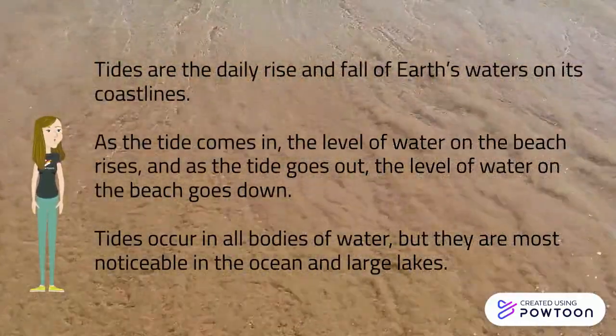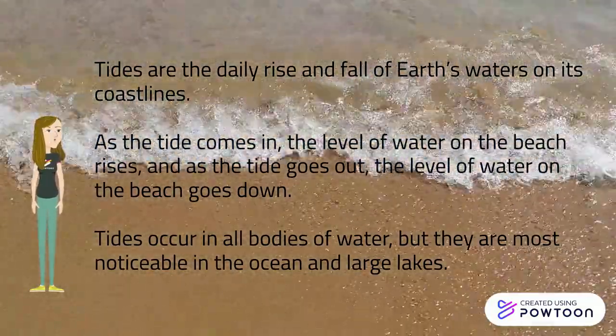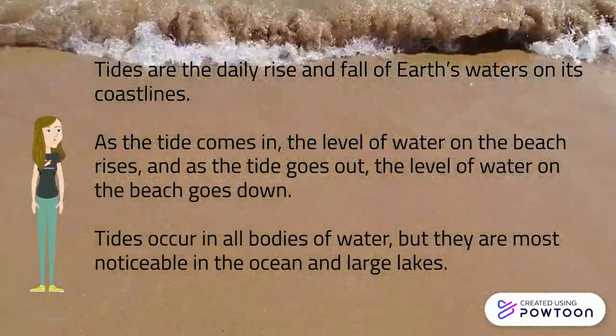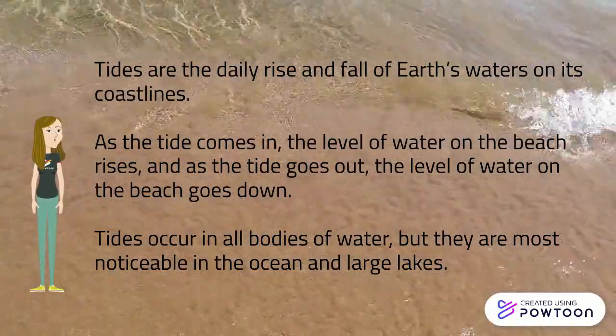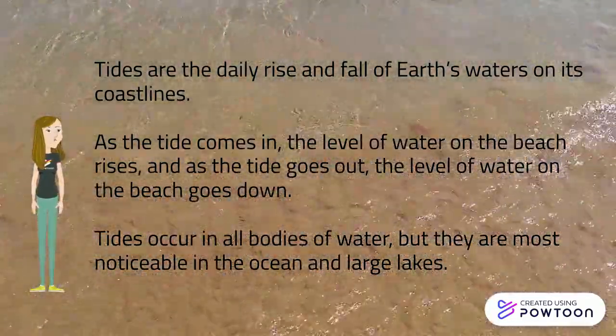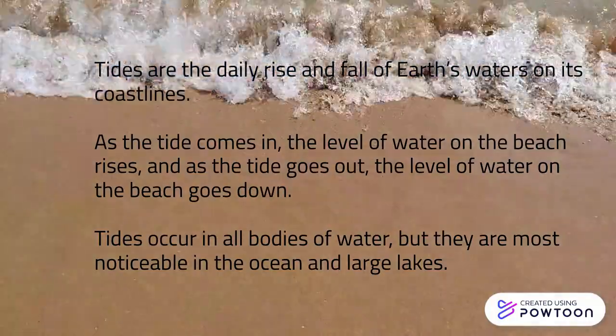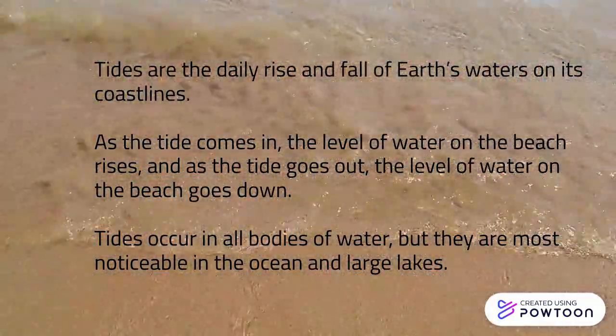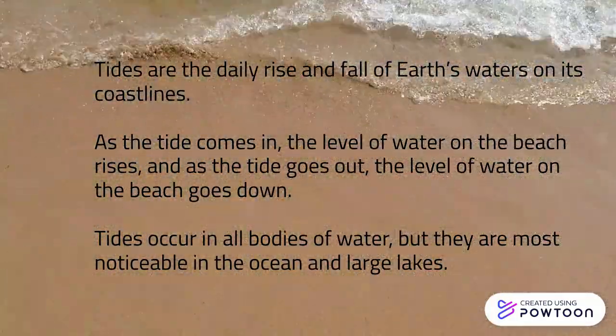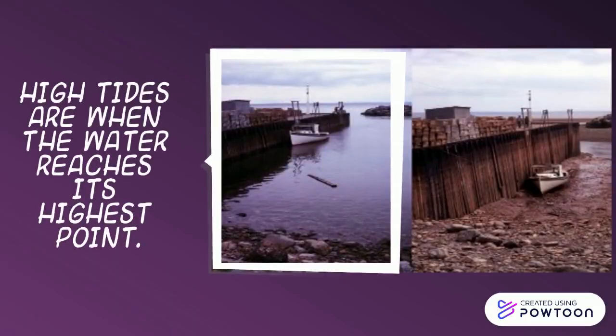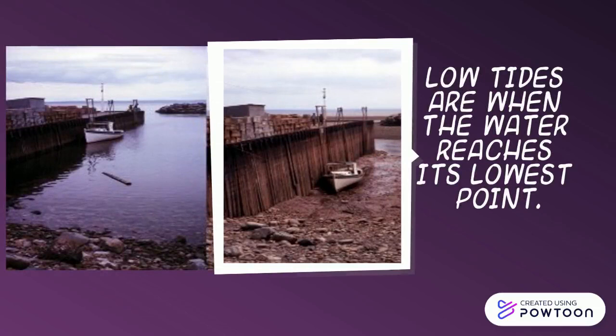Tides are the daily rise and fall of Earth's waters on its coastlines. As the tide comes in, the level of water on the beach rises, and as the tide goes out, the level of water on the beach goes down. Tides occur in all bodies of water, but they are most noticeable in the ocean and large lakes. High tides are, you guessed it, when the water reaches its highest point. You will never guess what low tides are. They're when the water is at its lowest point.